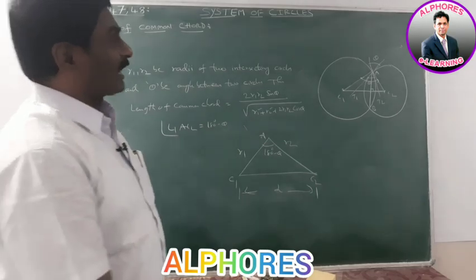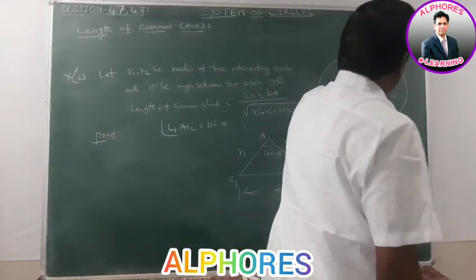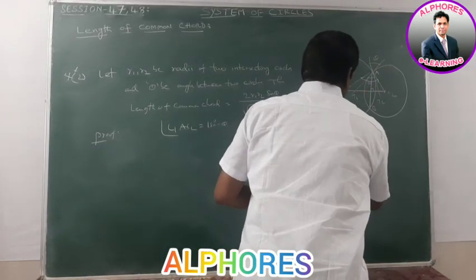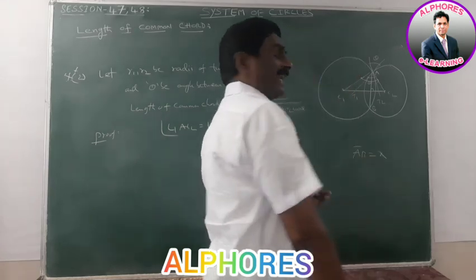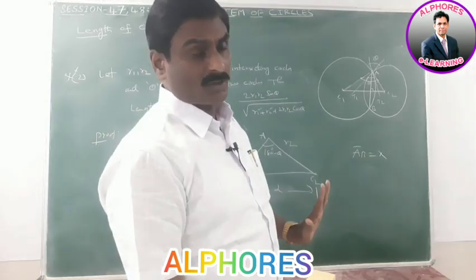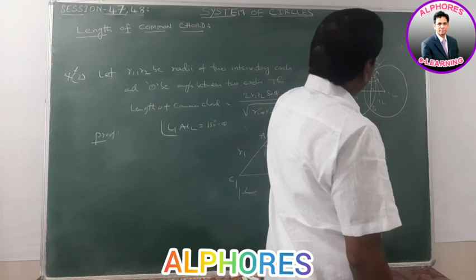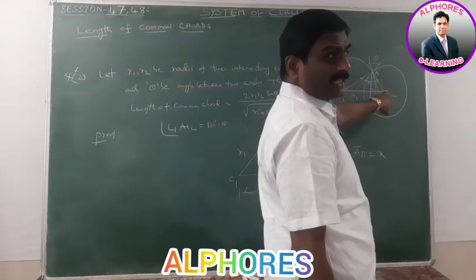Okay. Here, now we find the length of the chord. Length of the chord is nothing but AB. Now we find the value of AB. Suppose AB is equal to X. The length of the chord is equal to X. Every chord is bisected by the line segment joining these values.